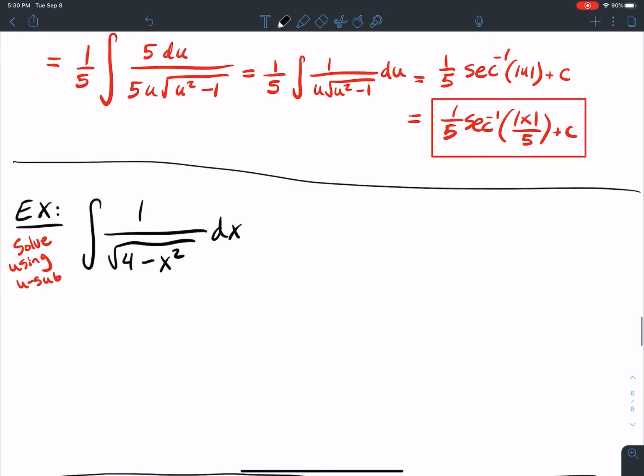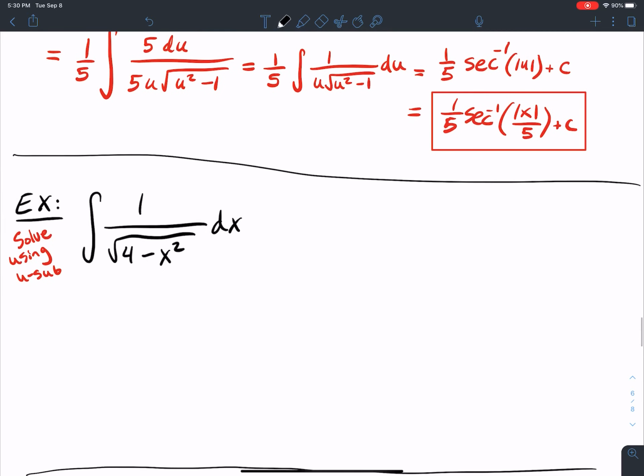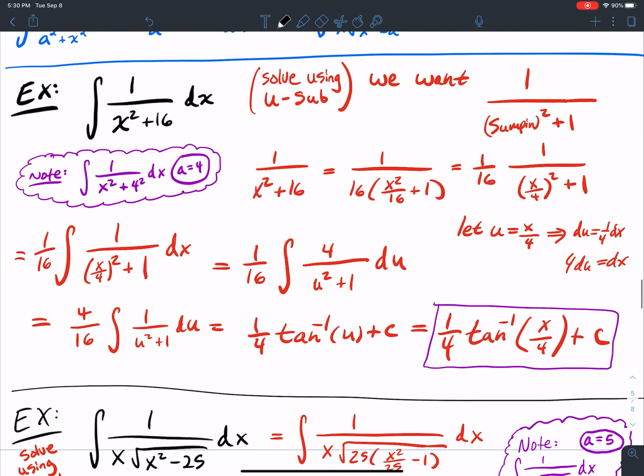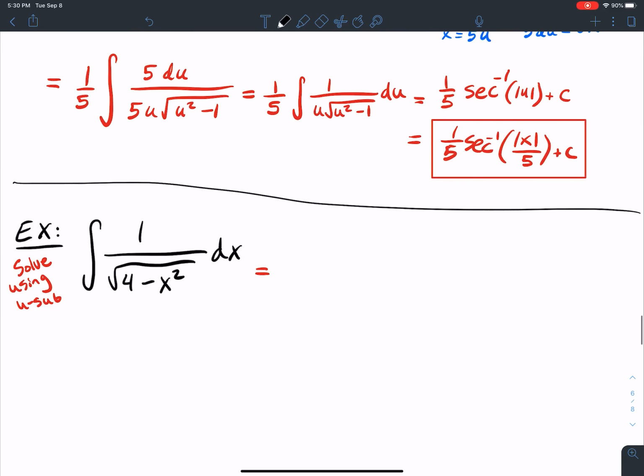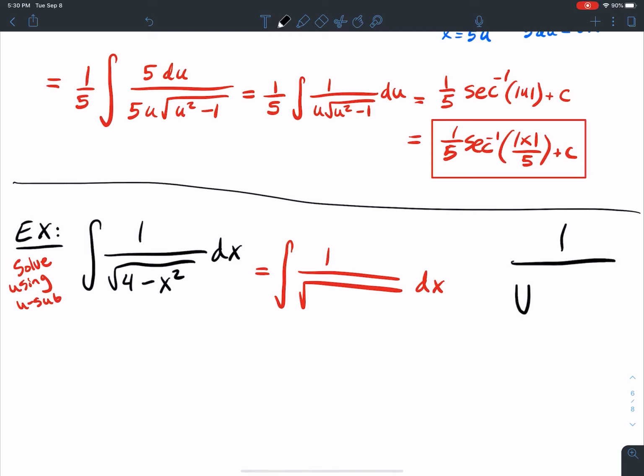All right, next up, and this is the last one for this video, I'm going to do the definite integral, solve using U substitution, 1 over square root of 4 minus x squared. This looks like it's of this form right here, a number minus x squared in the denominator of a square root. So I know my answer is going to be in the form of sine inverse. So I start trying to get 1 over square root of 1 minus something squared. That's the form that I'm looking for.